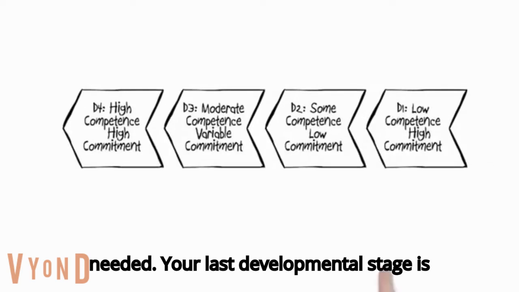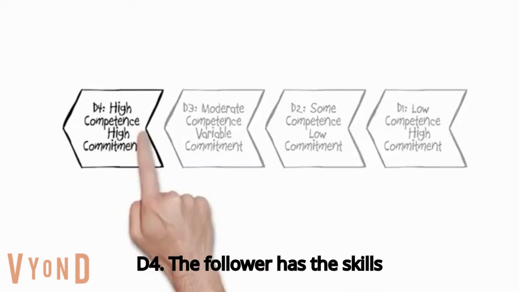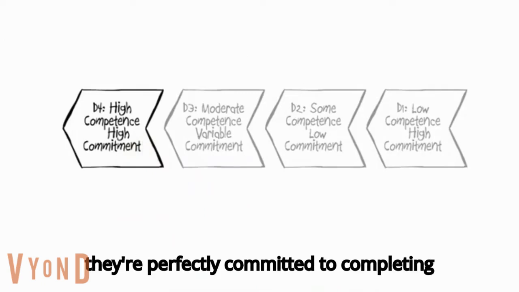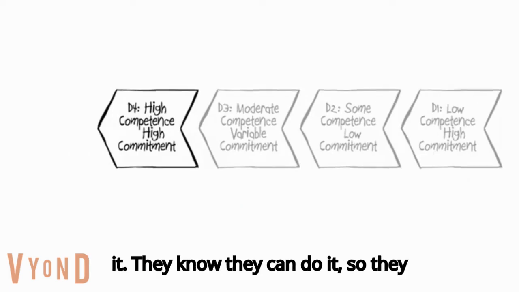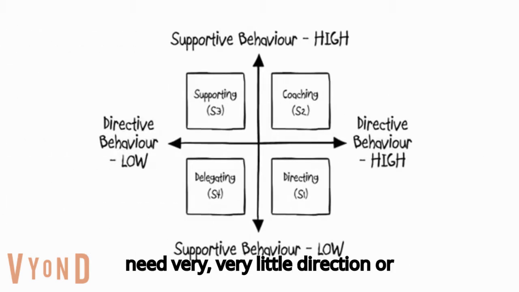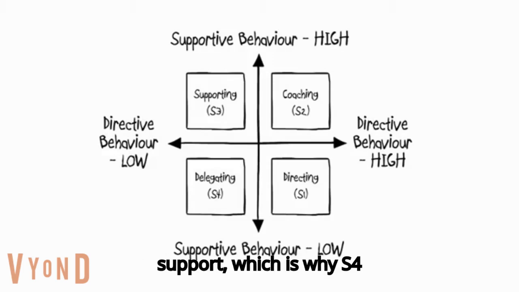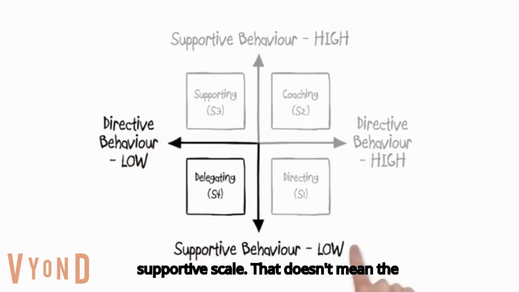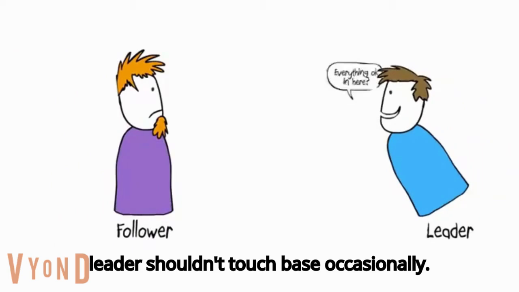Your last developmental stage is D4. The follower has the skills already in place to do a task, and they're perfectly committed to completing it. They know they can do it. So they need very little direction or support, which is why S4, delegating, is low on the directive and supportive scale. That doesn't mean the leader shouldn't touch base occasionally.